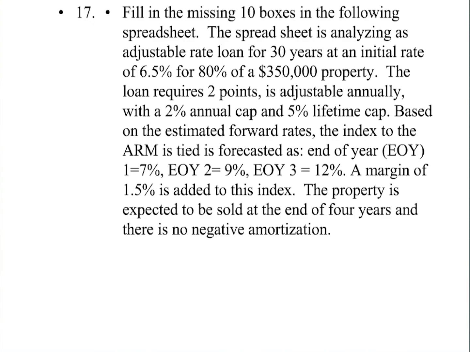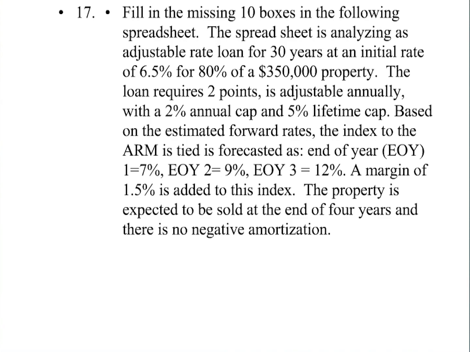And this last problem is filling in this spreadsheet here. The 10 boxes, I have an adjustable rate loan, 30 years with an initial rate of 6.5. It's for 80% of a $350,000 property. The loan requires 2 points. It's adjustable annually with a 2% annual cap and a 5% lifetime cap. And it's based on the following forward rates, 7, 9, 12, with a margin of 1.5 to be added to this index. The property is expected to be sold at the end of 4 years, and there's no negative amortization.